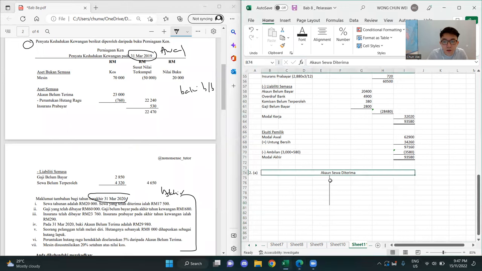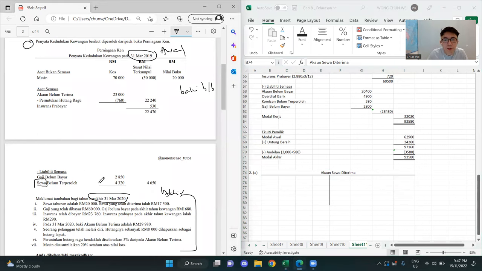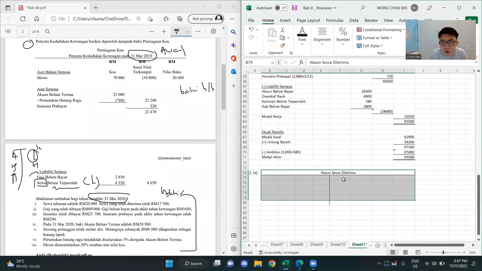So now for account sewa diterima, do we have baki awal for our sewa? Ada tak? Ada insurance perbayaran, gaji belum sewa. Can you see, not the sewa? Sewa belum terperoleh. And sewa belum terperoleh is a liability. So if it is a liability based on our abalim, liability is in which debit or credit side? On the credit side. L is on the credit side. Therefore, your baki BB, baki awal will be on the credit side.